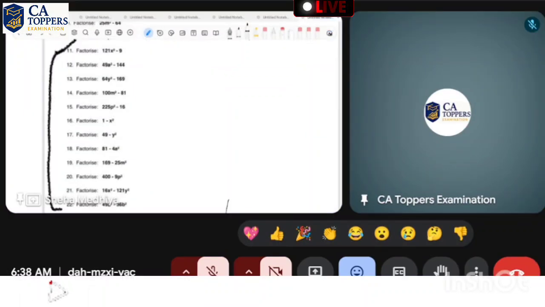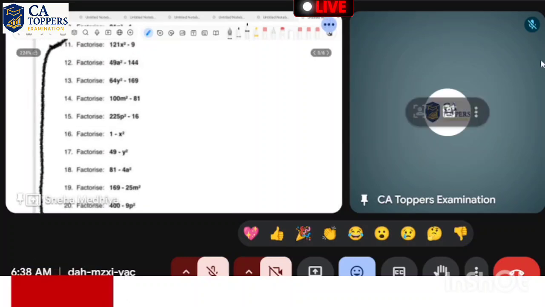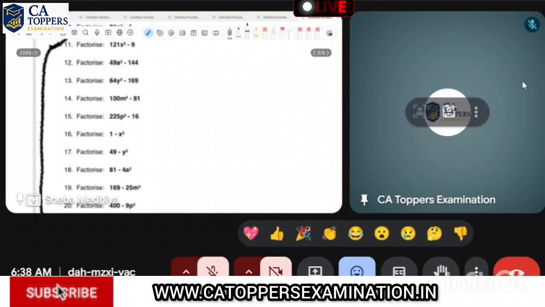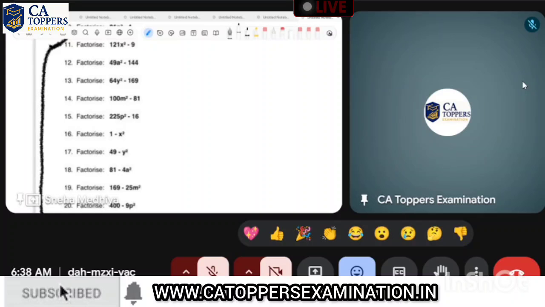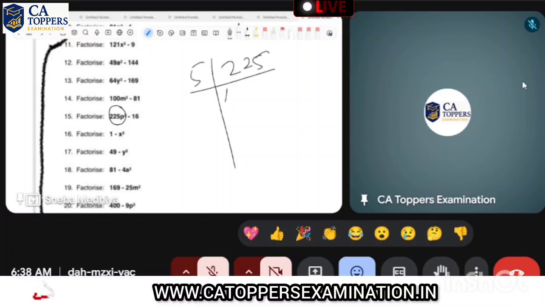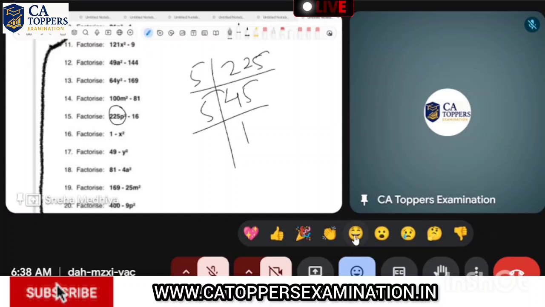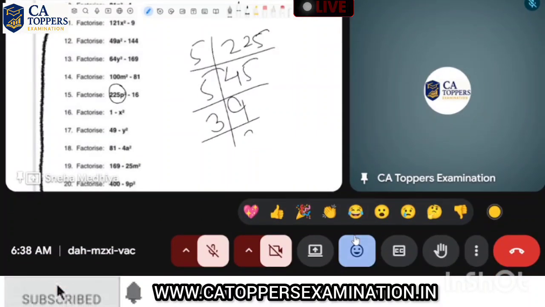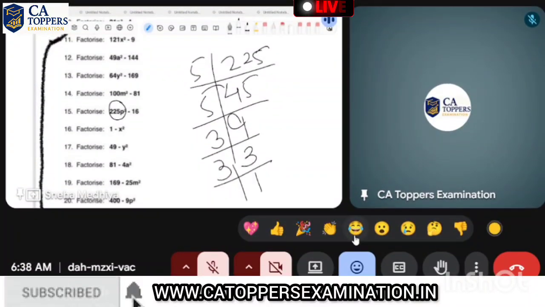225p square. You want to write the calculation, which one, this one? Yes, ma'am. Write that calculation. It is the square of 15.